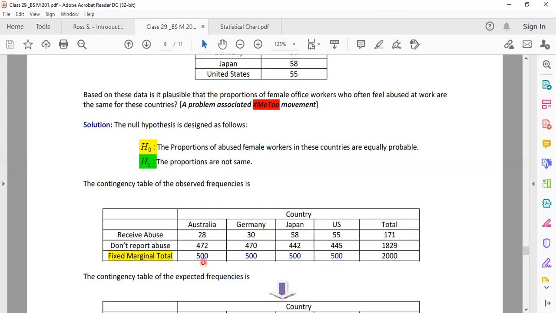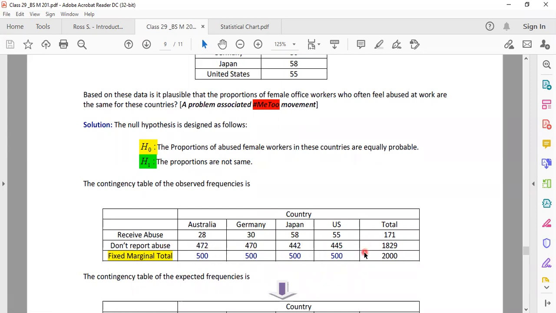Now the not reported cases have to be calculated from these marginal totals. So we will theoretically calculate the not reported cases. Since the reported case is 28 out of 500, the not reported case is 500 minus 28, that is 472. In a similar way, we have calculated all the not reported cases over here.